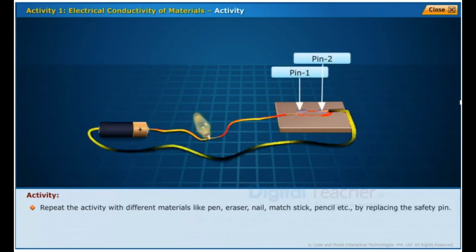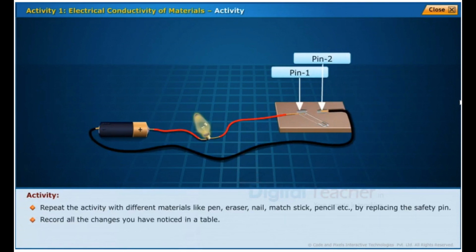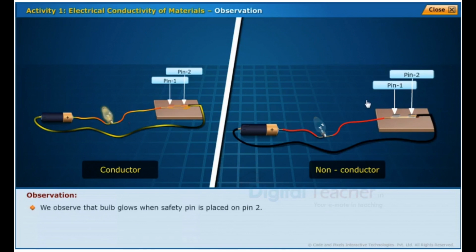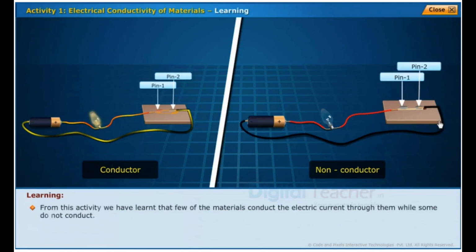Repeat the activity with different materials like pen, eraser, nail, matchstick, pencil, etc. by replacing the safety pin. Record all the changes you have noticed in a table. We observe that bulb glows when safety pin is placed on pin 2. Similarly, bulb glows when nail is used in place of safety pin and it does not glow when pen, eraser, stick, pencil are used in place of safety pin.